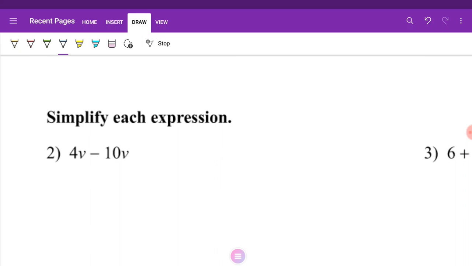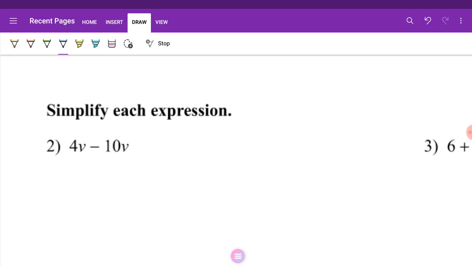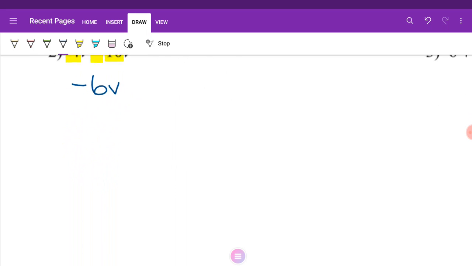So let's zoom in. So we got 4v minus 10v. So what is 4 minus 10? Well, 4 minus 10 is negative 6. And then you just stick a v on it. 4v minus 10v is negative 6v. Now, when you're adding and subtracting, the letter doesn't change. They both had a v, it still has a v.